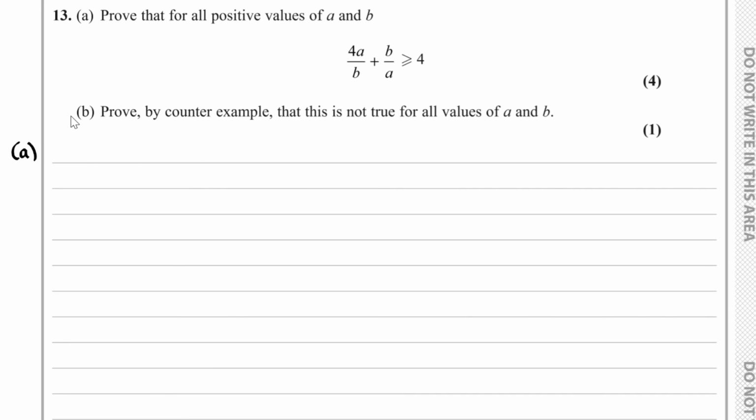So, if we start off with 4a over b plus b over a being greater or equal to 4, writing everything over a common denominator, the common denominator here would be ab on the left hand side. So we have 4a squared plus b squared over ab being greater or equal to 4. So from here we can multiply both sides by ab. So we have 4a squared plus b squared being greater or equal to 4ab.